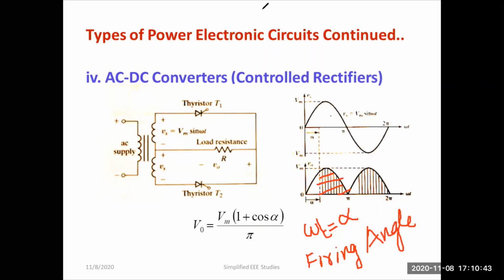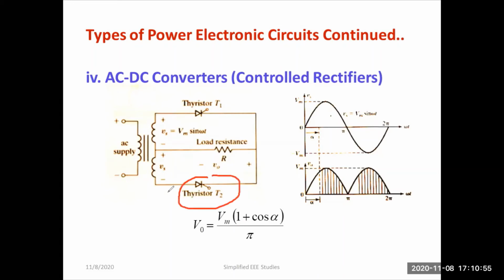Similarly, during the negative half cycle, thyristor T2 will be operated, but it will conduct only when omega t is equal to pi plus alpha. You can note this down. At that time it will operate, and these are the areas where it is going to conduct.